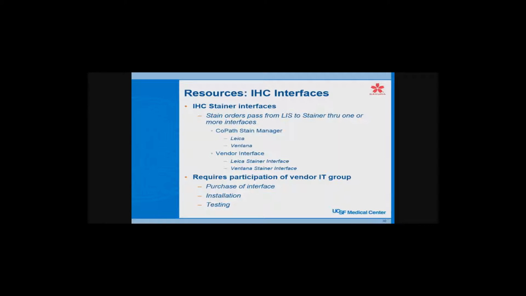So in this case, a stainer interface has to go from the LIS to the stainer. So you're going to have, at least in our case, a couple of parts to that.